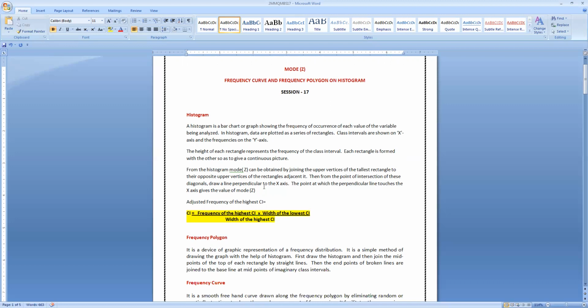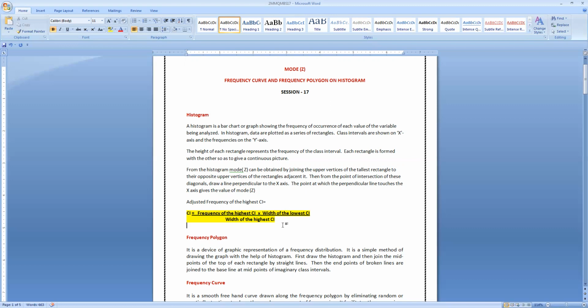From this histogram, mode can be obtained by joining the upper vertices of the tallest rectangle to the opposite upper vertices of the rectangles adjacent to it. Then from the point of intersection of these diagonals, we have to draw a perpendicular line to the x-axis. The point at which the perpendicular line touches the x-axis gives the value of mode.